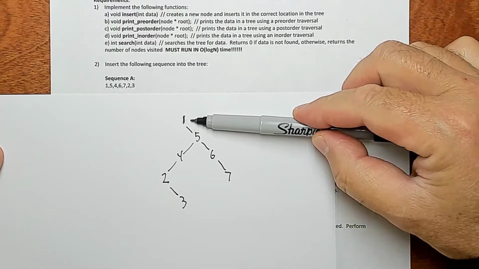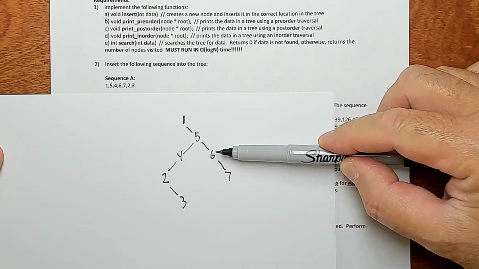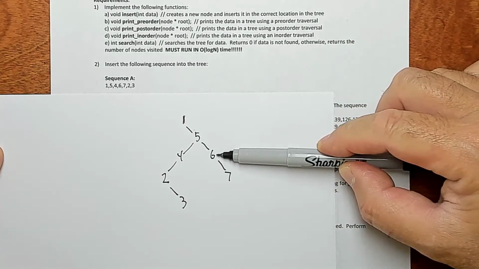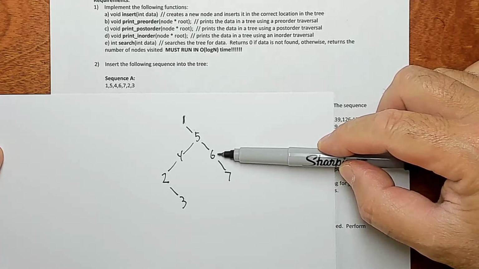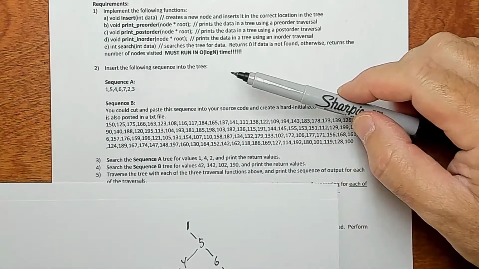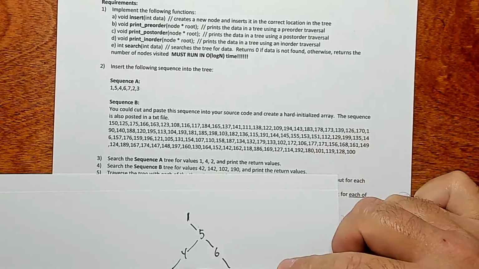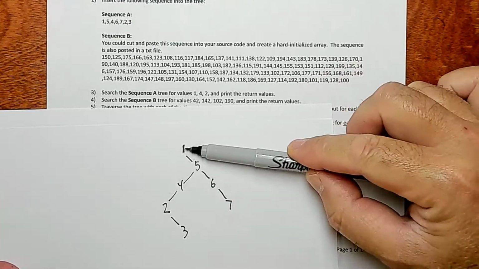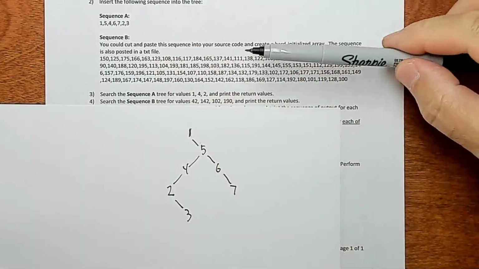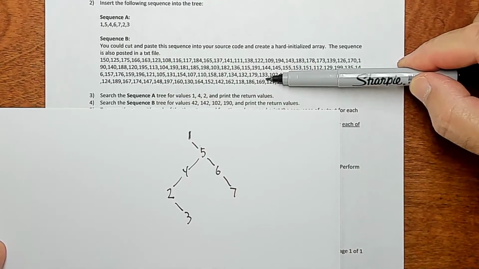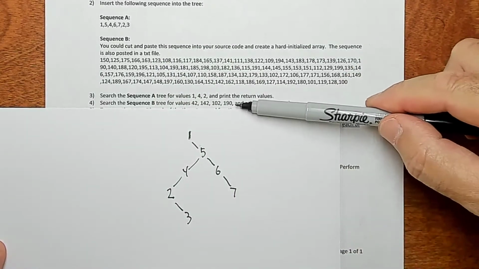When you search on 1, you should return the value 1. When you search on 5, you should return the value 2. When you search for 3, you should return the value 3 because it's level 3. And when you search on 6, it should return the value 3. I'm asking you to search for 1, 4, and 2. Sorry, element 2 is fourth level. Then do that for sequence B, your gigantic tree. The number 42 will be somewhere down in the tree. Do that.